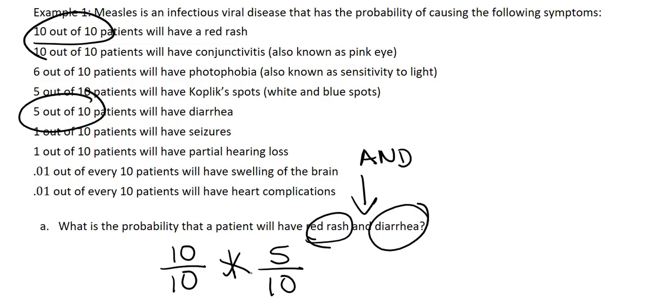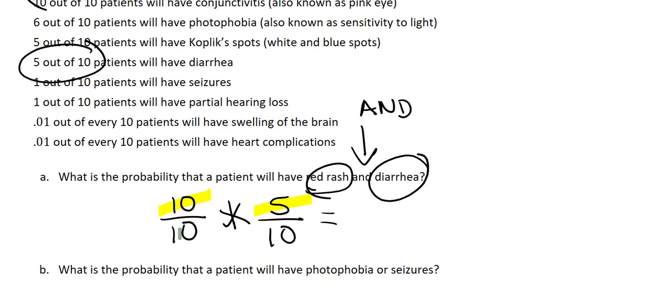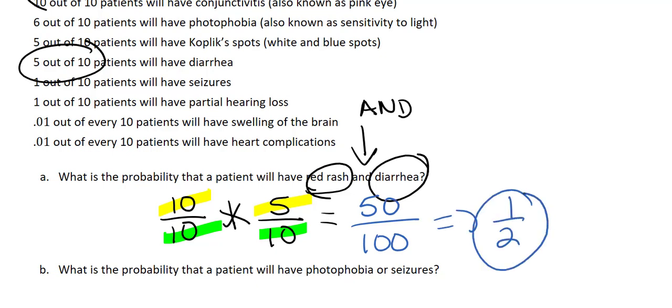So we got 10 over 10 times 5 over 10. So when we multiply the top, and then we multiply what's on the bottom together, right? So we have 10 times 5, so that's 50. And then 10 times 10, well, that's 100. And then 50 out of 100 can be reduced to 1/2. So the probability is 1/2 that they'll have a red rash and diarrhea.